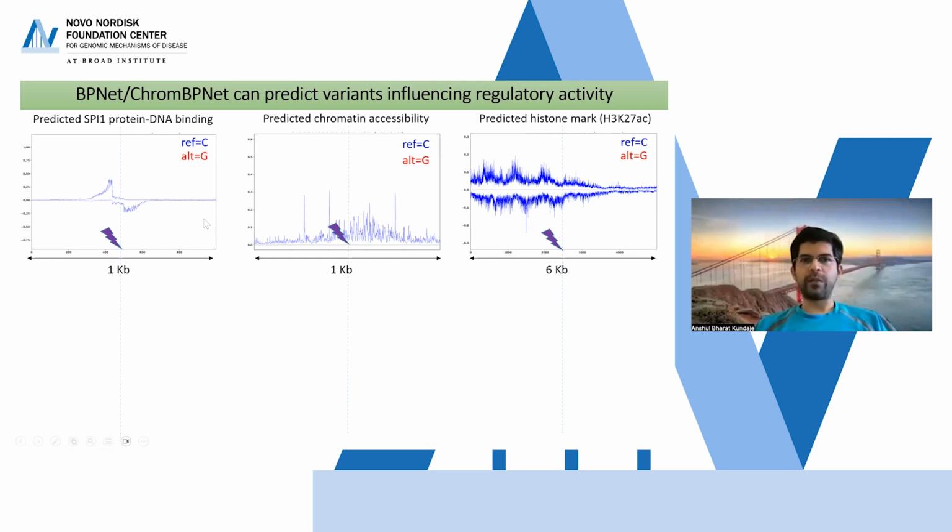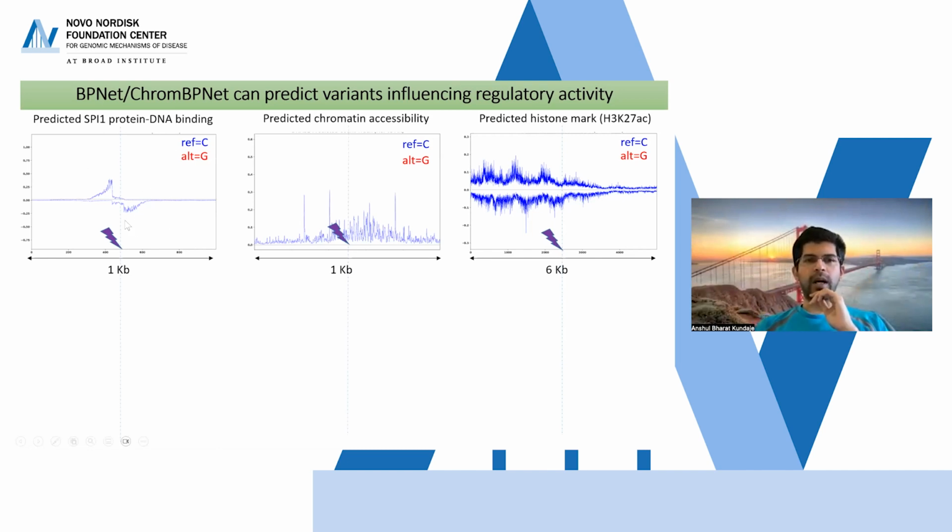So we took, for example, a SPI1 binding QTL, a well-known, previously identified, very strong SPI1 binding QTL, and we pushed it through 3 models trained in GM12878. Now remember, the model has never seen variation. It's just trained on the reference genome to predict profiles at single base pair resolution.